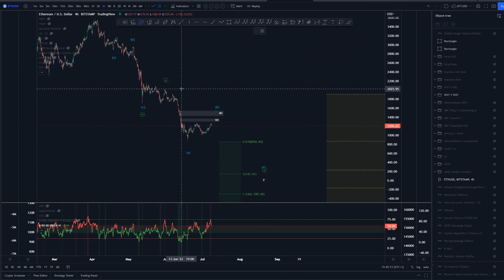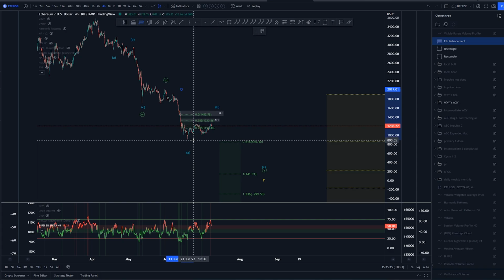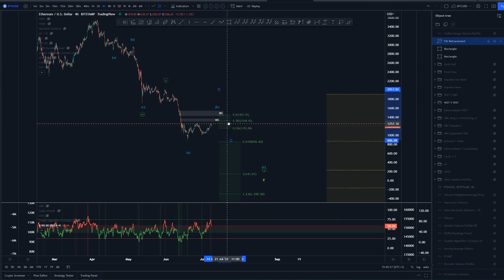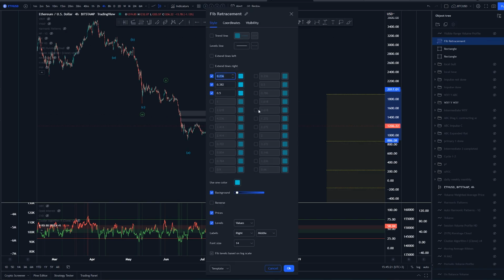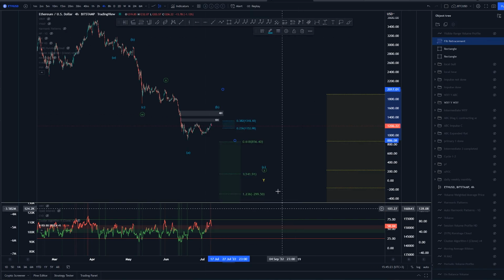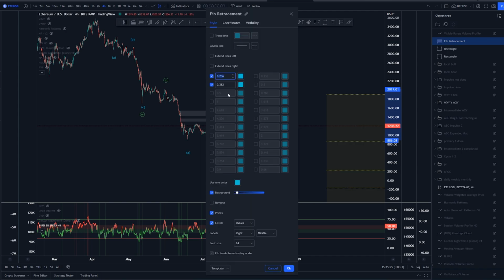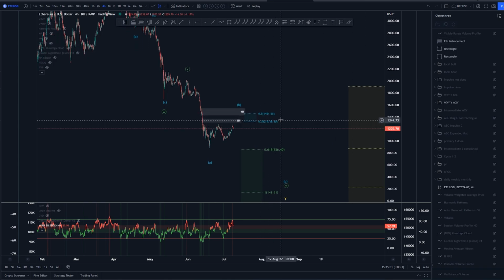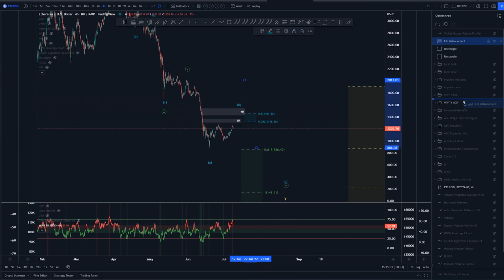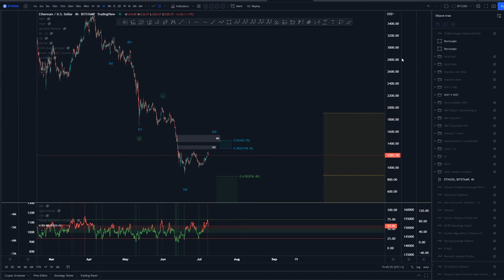Let's take a look at the measurement here for that wave B, where we need it to go to. Where I would want it to go is around the 38.2% retracement, which is at the $1,318. But yeah, that is the higher time frame count.